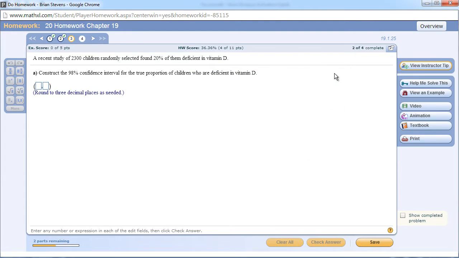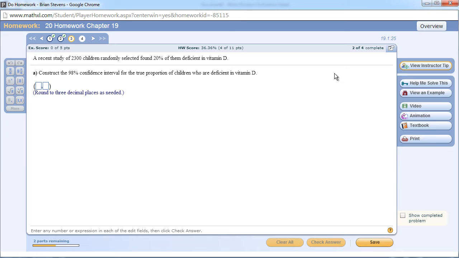With this problem, the same rules apply. And this time it actually gives you p hat. So go to your calculator, hit stat, tests, and scroll down to number A. We need to put in, and this is where people get confused, it wants x, which is the number of successes. So when it asks for x, we have to do 20% of 2,300.